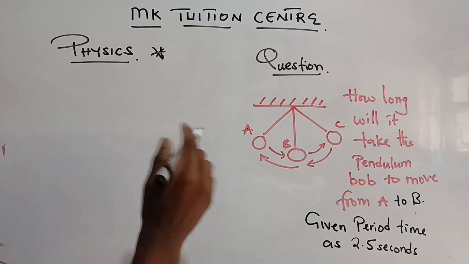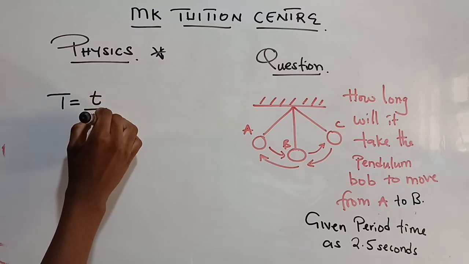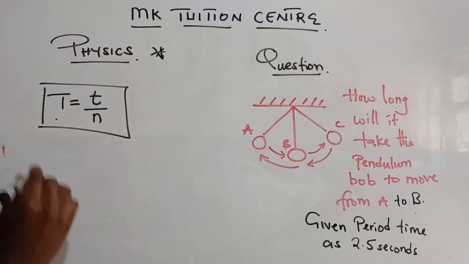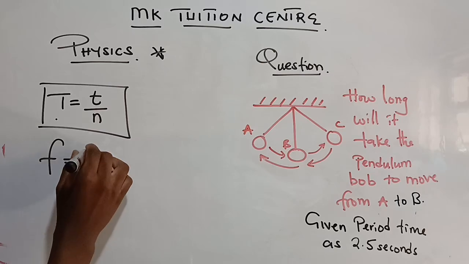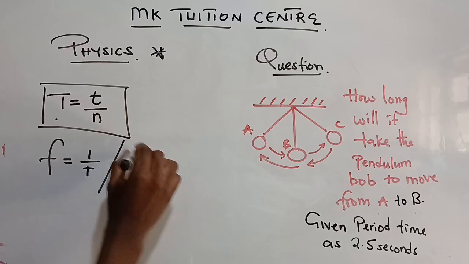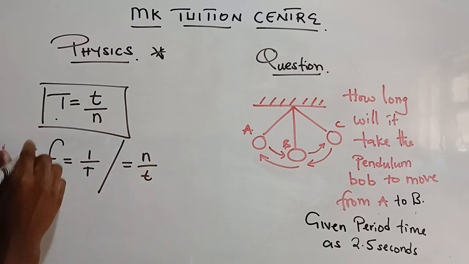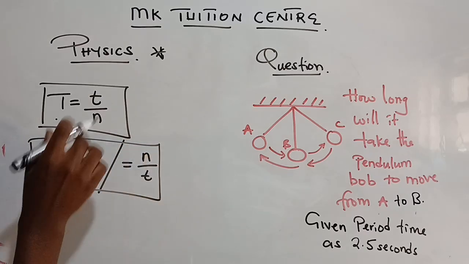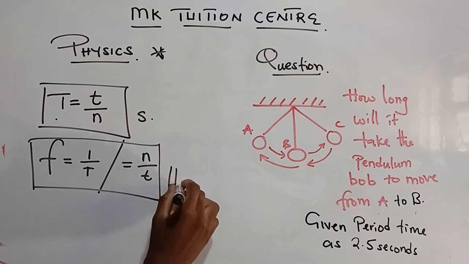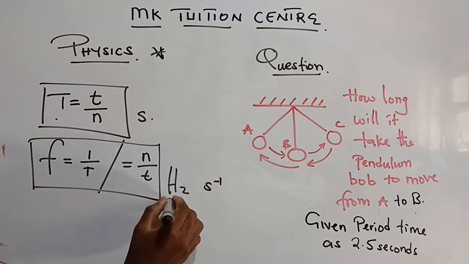Okay, we know that period is equal to time taken over number of oscillations. This we should know. And then frequency is equal to 1 over period, or just swap this, it can be equal to n over t. So this can give you frequency. The units here are just seconds. The units here we're talking about hertz, or maybe h to the power negative 1, but just use these ones.